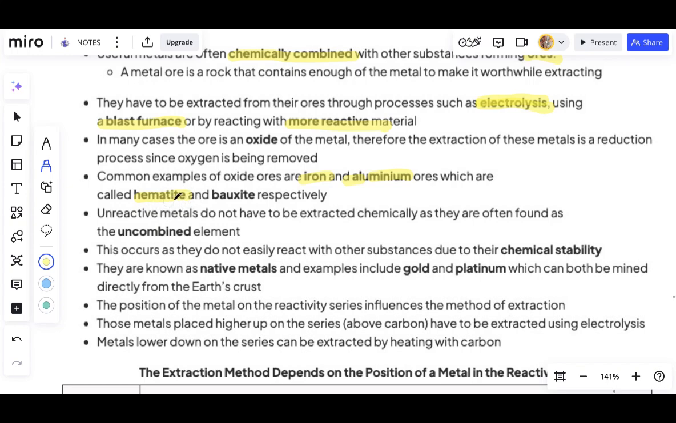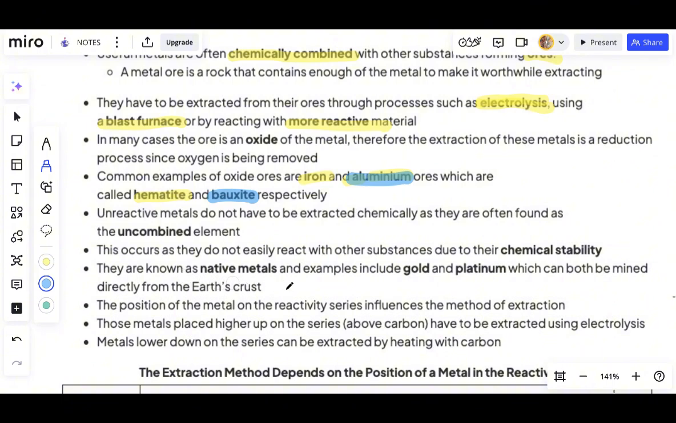While aluminum is obtained from bauxite. Aluminum oxide is bauxite, while iron is obtained from its ore hematite. We're going to describe how this works out.